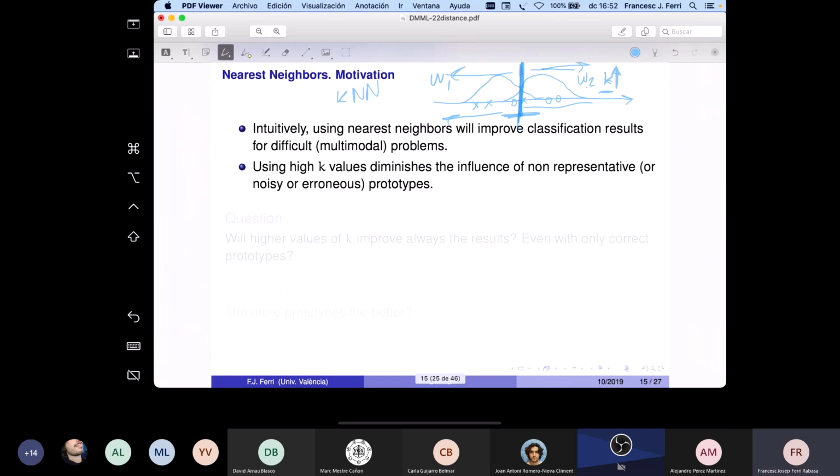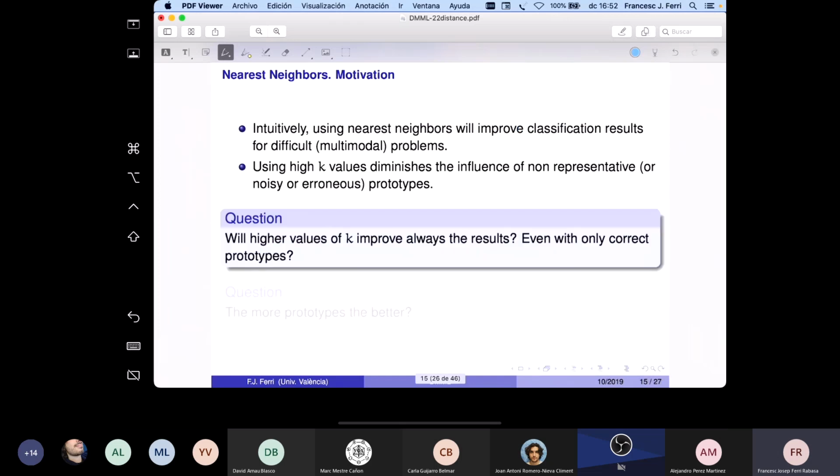This can in fact be proved with some remarks. Is it okay? What I'm saying is that when we take higher K values, the voting becomes more representative if we have enough points.